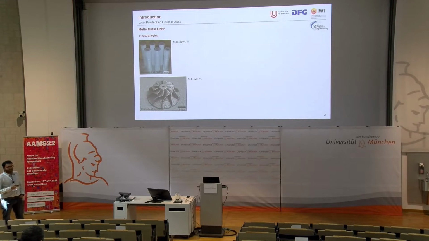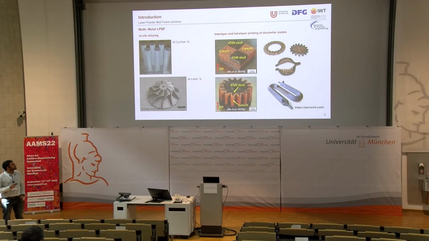Multi-metal LPBF. Multi-metal basically means when you are dealing with more than one metal. For example, you can do in situ alloying, where you mix different powders and process them. You can do interlayer and intralayer printing of dissimilar metals. In this case, you can deposit different materials in different zones, so you can have different properties in different zones of a part.